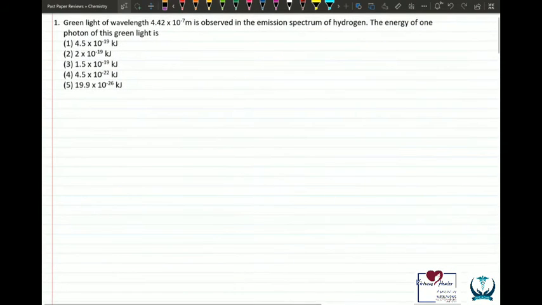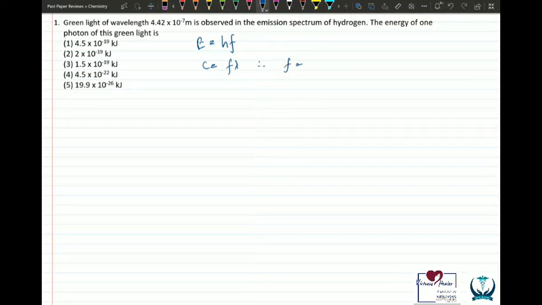Question number 1. Green light of wavelength 4.42 × 10^-7 meters is observed in the emission spectrum of hydrogen. The energy of one photon of this green light is? Here we have to use E = hf. As frequency is not given, we have to derive frequency, which is c = fλ.